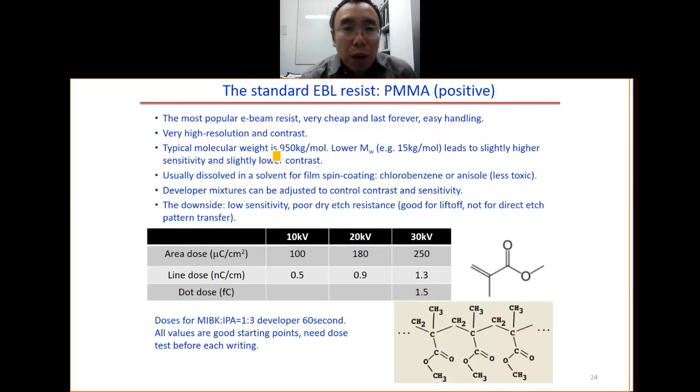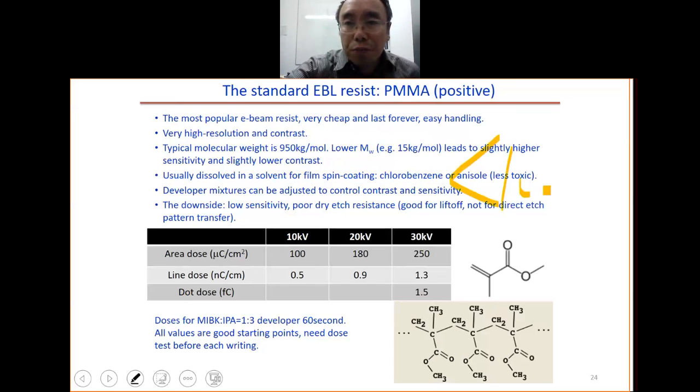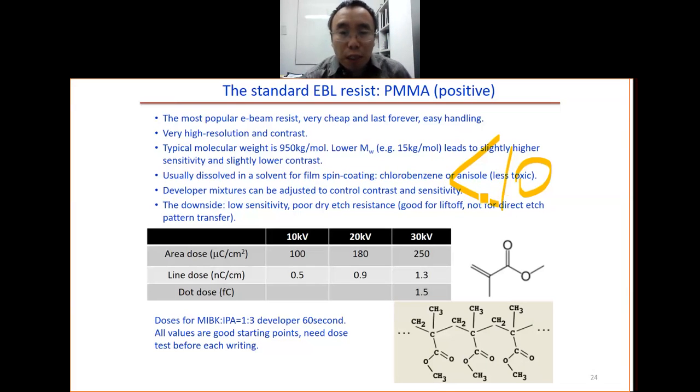Typically, people prefer to use the higher molecular weight, but actually this is not so critical. Even low molecular weight, like 15 kilogram per mole, is also good. But don't use below 10 kilogram per mole. If it is below 10 kilogram per mole, the property will not be good, because this is the threshold for development by the developer. As long as it is well above 10 kilogram per mole, it should be good.